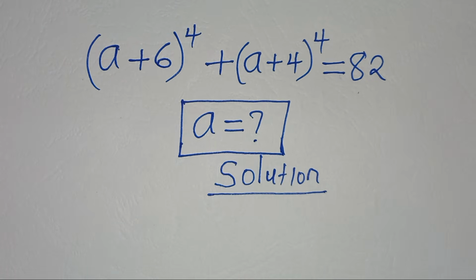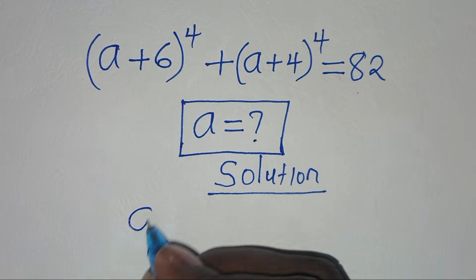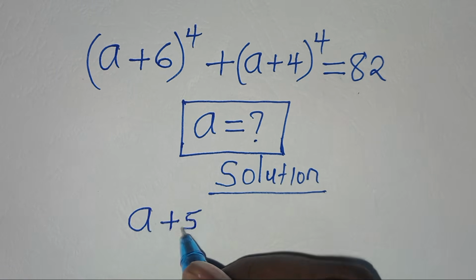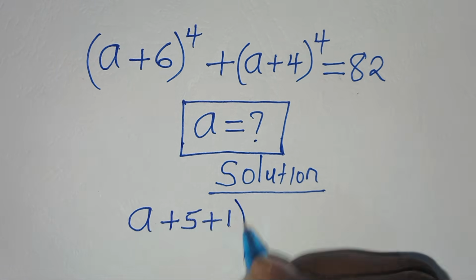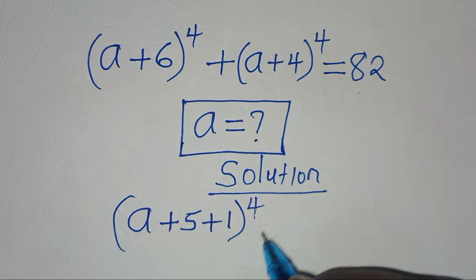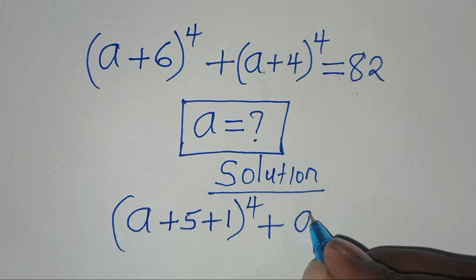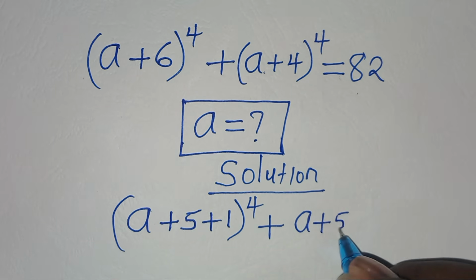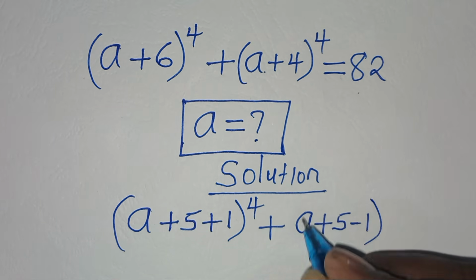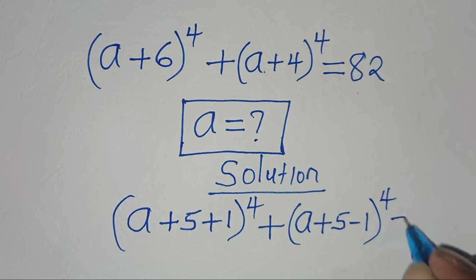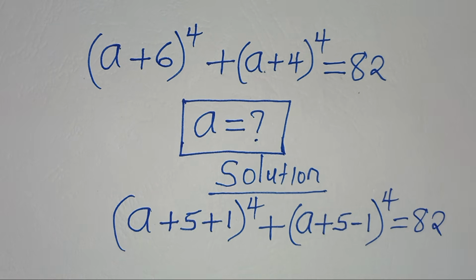So we can express a plus 6. This is the same thing as a plus 5 plus 1 raised to the power of 4. Then plus, we can express a plus 4. This is the same thing as a plus 5 subtract 1 raised to the power of 4. This is equal to 82.